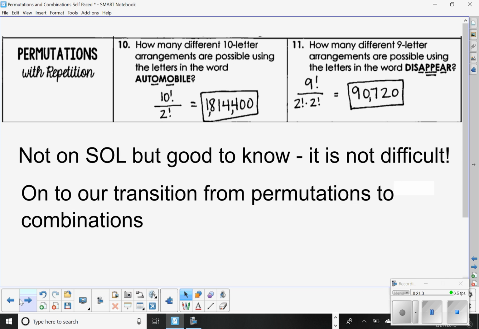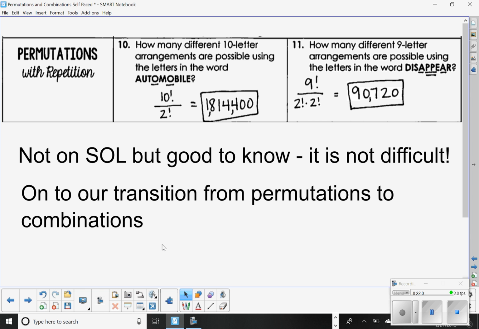Now, moving forward, there are 2 more problems there. And I'm just going to show you what the answers are. This is not on the SOL, but it's good to know, and it's not difficult. If you wind up taking AP Stats or Stats, you might run into this. How many different 10-letter arrangements are possible using the letters in the word automobile? And how many different 9-letter arrangements are possible using the letters in the word disappear?